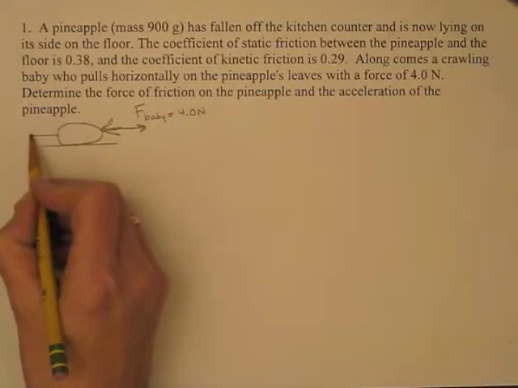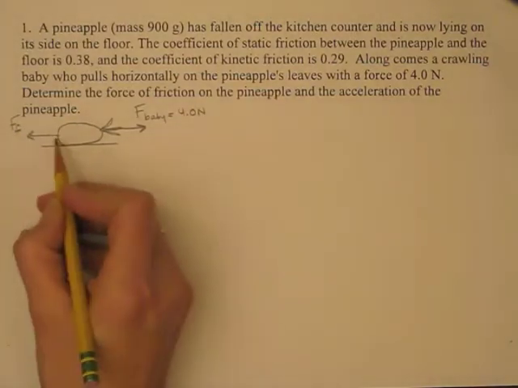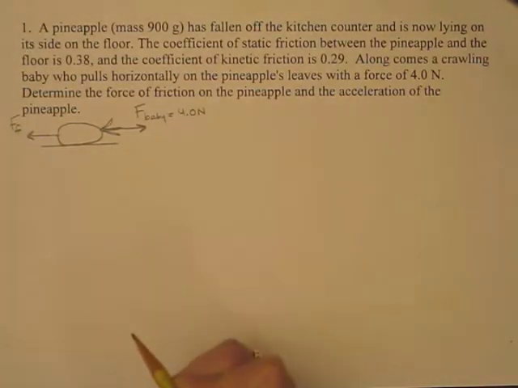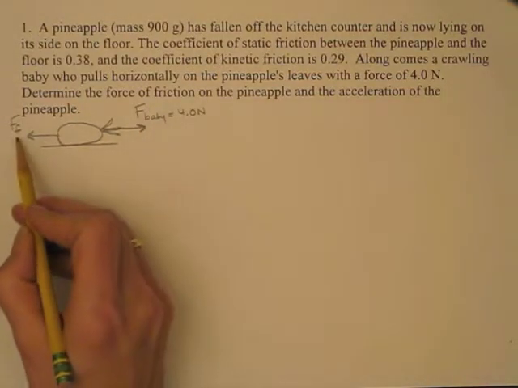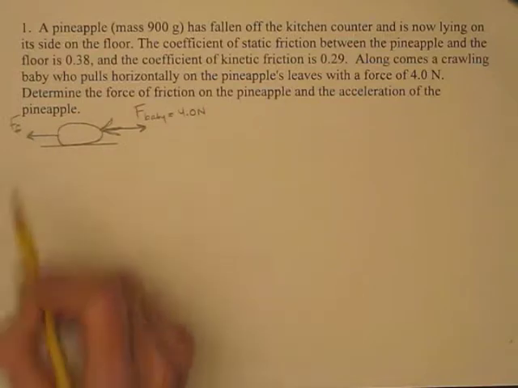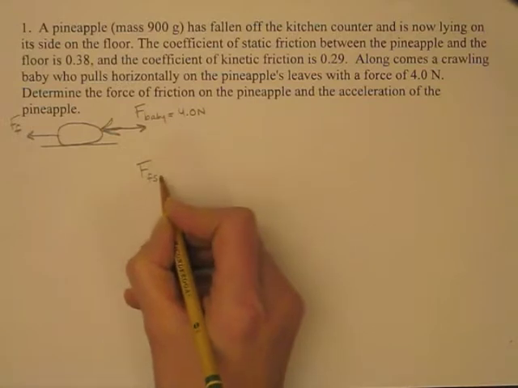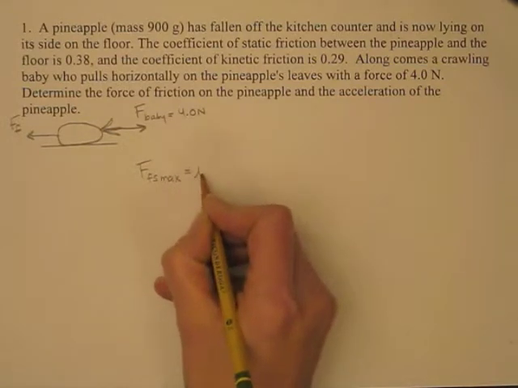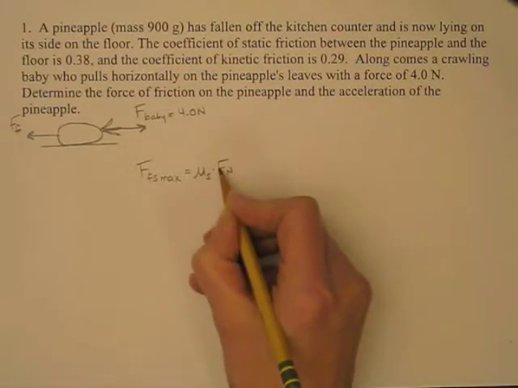So there's friction pulling this direction. As the baby tries to pull the pineapple to the right, friction is going to oppose that attempt to move the pineapple. And the pineapple will move if the force of the baby is more than the maximum force of static friction. So I probably need to find the maximum force of static friction and then compare these. Force of friction static maximum is the coefficient of static friction times the normal force.